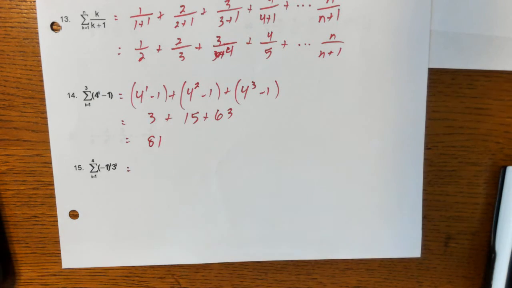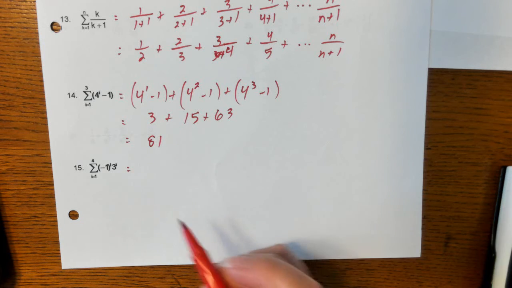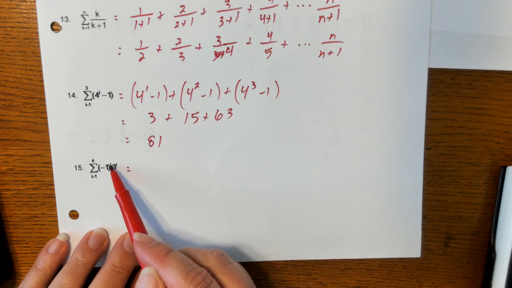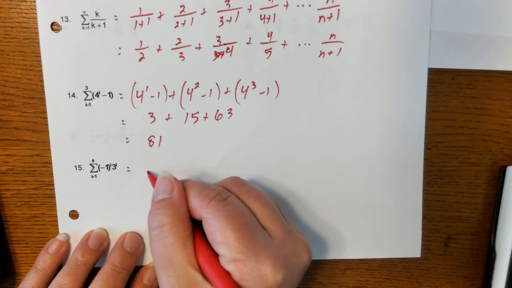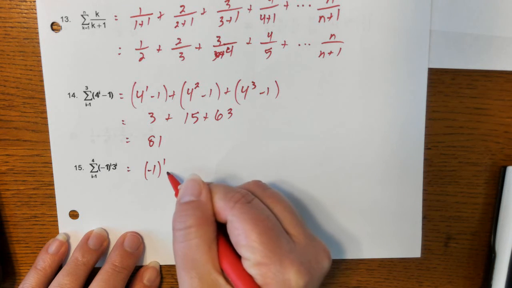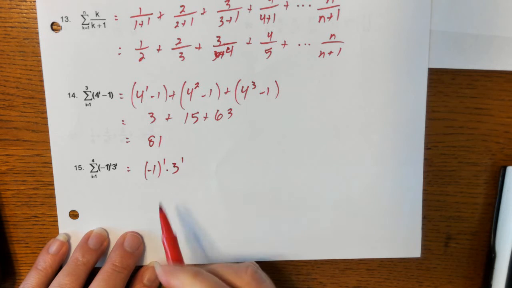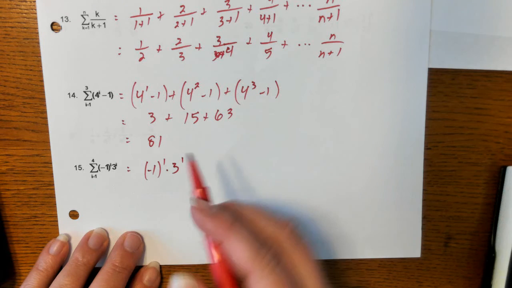Number 15, notice this one's going to be alternating. It's going to be alternating between negatives and positives. How do I know that? Because they've got that -1 to the I. Okay? So my first term is -1 to the 1 times 3 to the 1. I'm replacing the i's with 1.